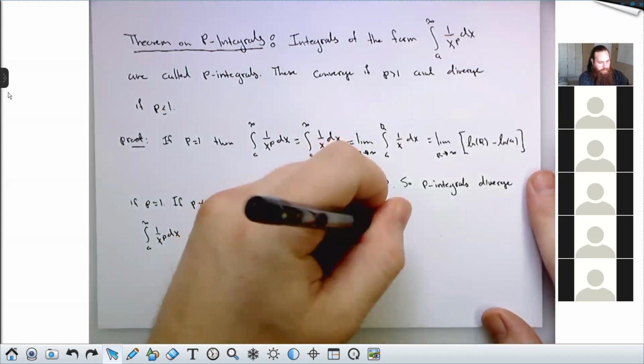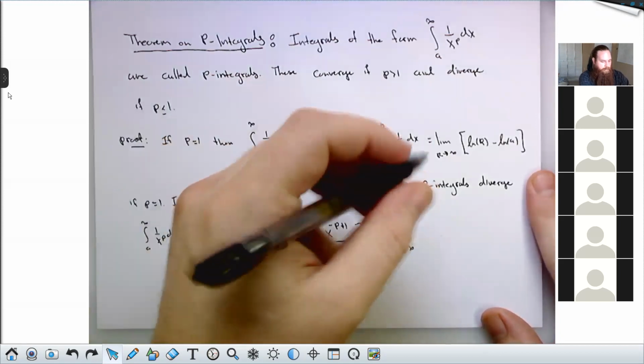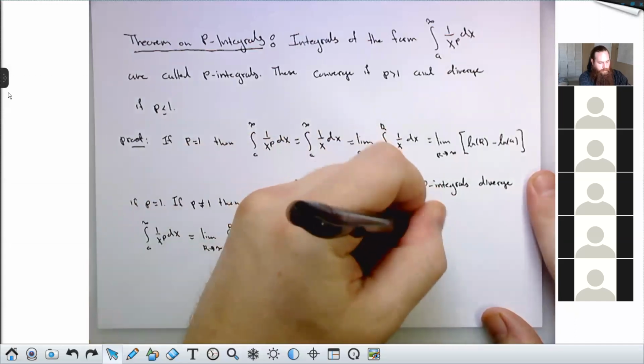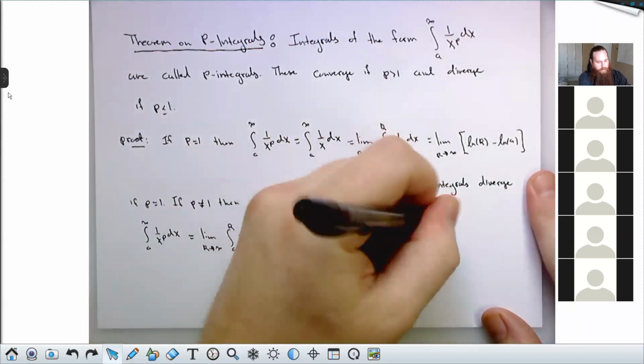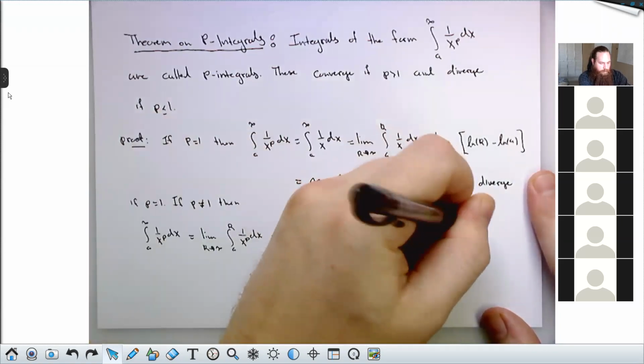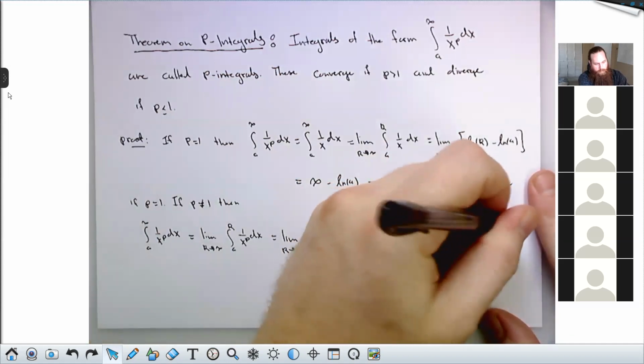So this is the limit as r goes to infinity. I can pull out the 1 over negative p plus 1 as 1 over 1 minus p. And what's left is r to the negative p plus 1 minus a to the negative p plus 1.